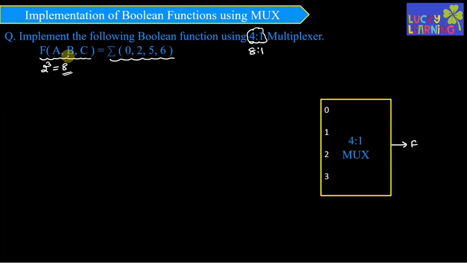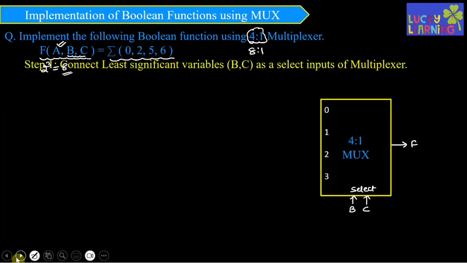So to implement this one, we have to connect the two least significant function variables as the select inputs. So what are the two least significant function variables? B and C need to be connected as input to the select variables, right? And now the data inputs 0, 1, 2, 3 are to be determined with respect to A. That is by using a function table, or we call implementation table.